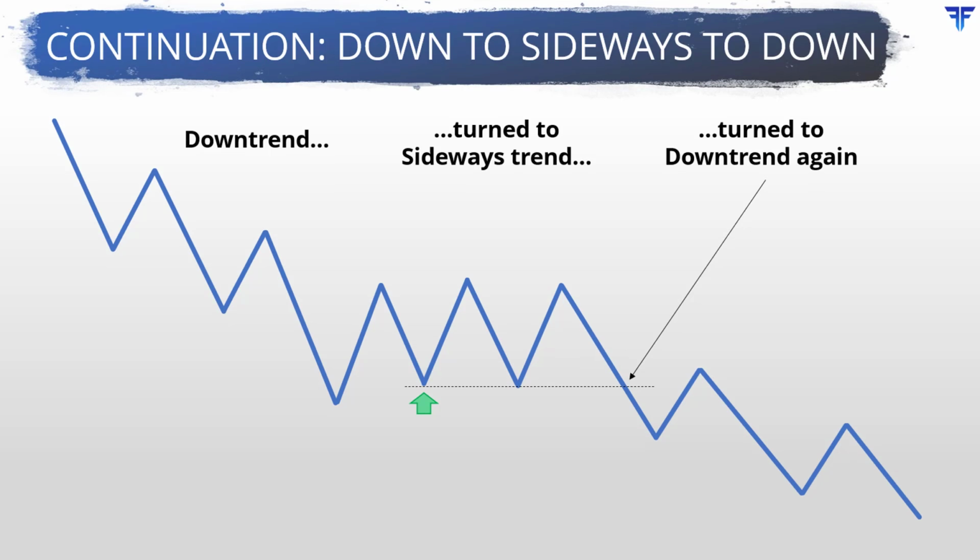This is a scenario that depicts a continuation of downtrend following a period of consolidation. First, notice the 3 successive lower lows and the 4 successive lower highs, which is indicative of a downtrend in action.